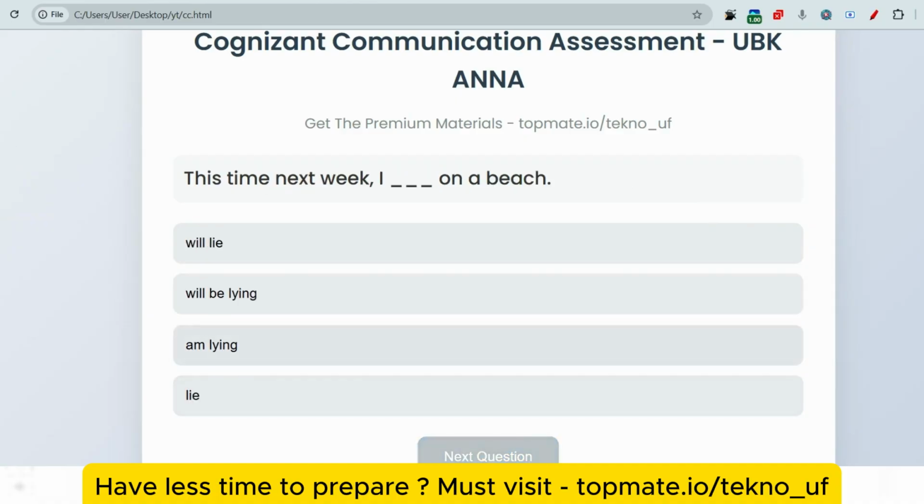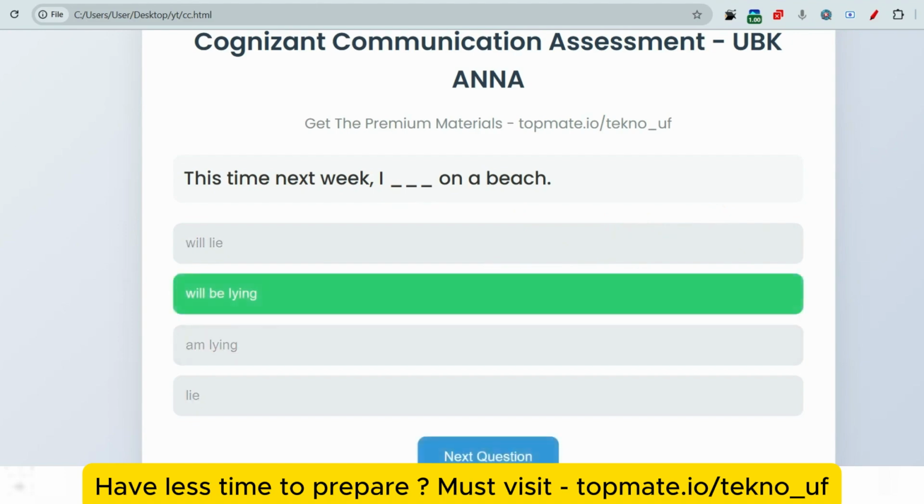So this is the next question. This time next week I dash on a beach. Next week, so we are talking about the future tense, right? So in future tense, on some specific day we will be doing something. What will we be doing? That is, will be lying on a beach. Future continuous tense. Continuously happening in the future, so that's why we should use future continuous tense. That is, will be lying.